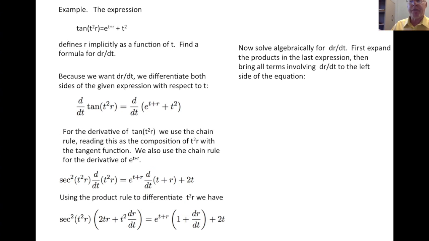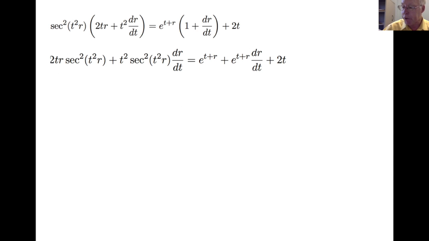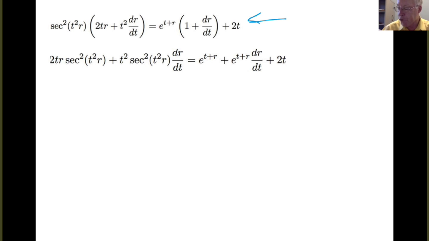Okay, once again, once we've differentiated the expression, we can find dr/dt. Again, this is an algebra problem. We start by expanding, so multiplying this expression out, and then bringing all the dr/dt's to one side. So here's how that happens. Here I've just recopied the expression from the previous slide, and now we just do multiplication. 2tr times secant squared gives that term. Secant squared of t squared r times t squared dr/dt gives this one, and then likewise similar multiplications to finish this off.